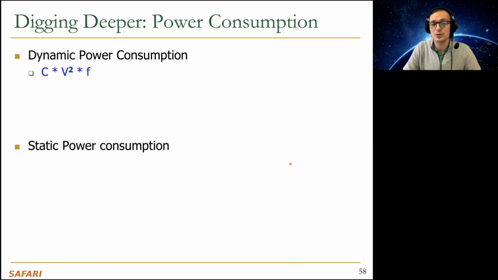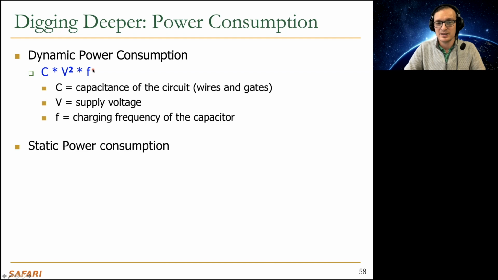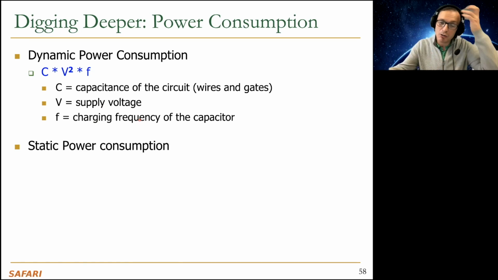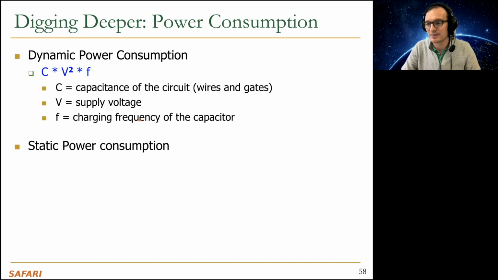Dynamic power consumption is also called switching power, and it looks like this. You have the capacitance of the circuit multiplied by the voltage squared times the switching frequency. So C is the capacitance of the circuit, wires and gates, the loaded capacitance, of course, when you switch it. V is the supply voltage, and F is the charging frequency of the capacitor. When you model the circuit as a capacitor, how often do you charge it and discharge it, essentially? And clearly, there's a quadratic relationship between V and the power that's consumed. So the higher your voltage, unfortunately, the higher your power.